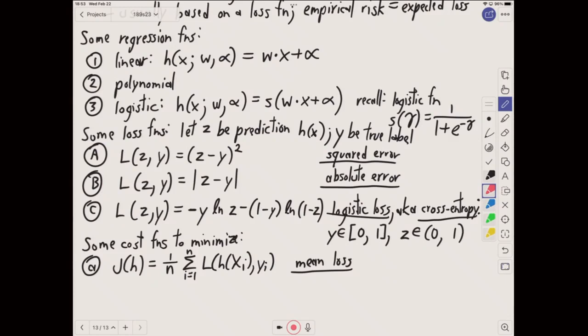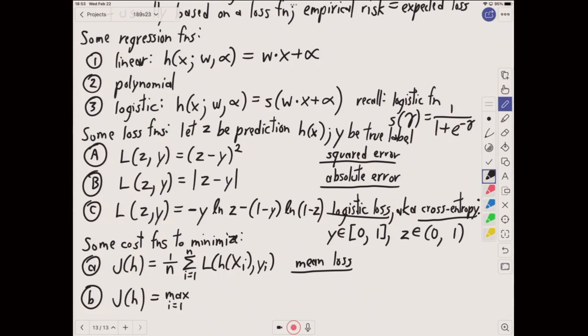One thing when you're minimizing this, of course, you can cross out this 1 over n, because whether that 1 over n is there or not, the minimum is going to be the same. The minimizing parameters don't change if you cross that out. But it's usually called the mean loss rather than the total loss, so we're going to leave it in. But that's, again, not the only choice, even if it's the most popular choice.